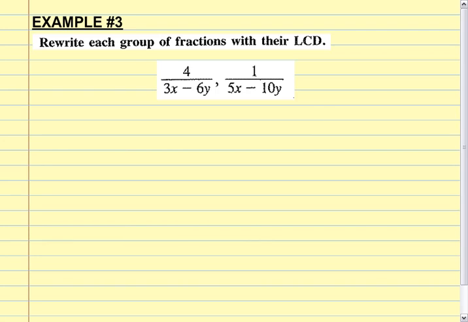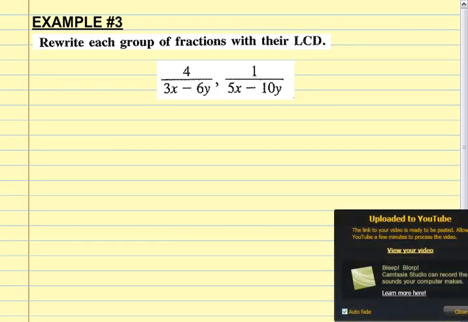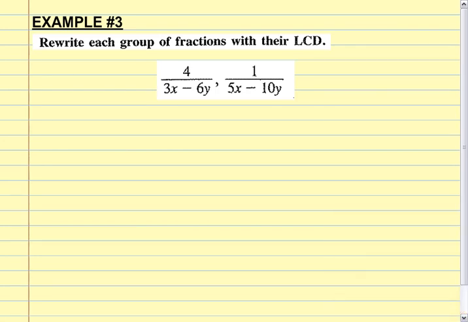Okay, folks, this one says rewrite each group of fractions with their LCD. So this is the same thing that we did on the last one. Let me see if I can explain it better than I did the last time. The first one, it's going to be 4 over, and it looks like I can take out a 3 times x minus 2y. Everybody agree with that? Does that make sense?